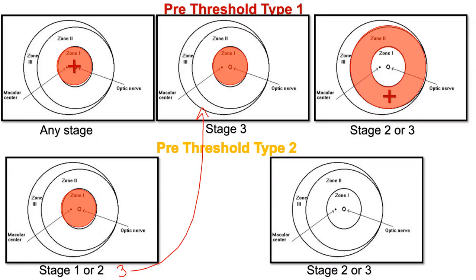You got it? So again, for zone 1, if it is a stage 1 or 2 without plus, wait. If it is a stage 1 or 2 with plus, treat. If it is a stage 3 without plus in zone 1, then treat. The other type of pre-threshold type 2 is the presence of a stage 2 or 3 without plus in zone 2. If it is stage 2 or 3 with plus, you treat. If no plus, then you wait. So you see the importance of plus disease here, that it will guide you for treatment.